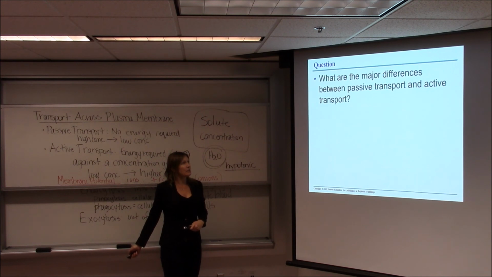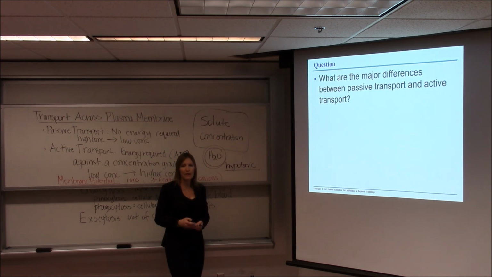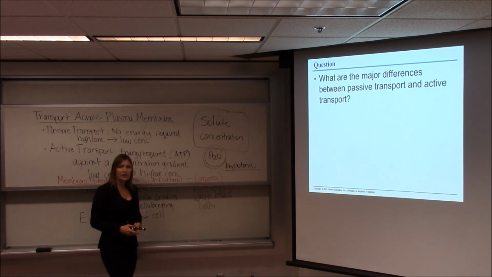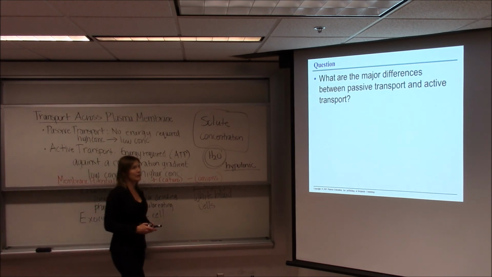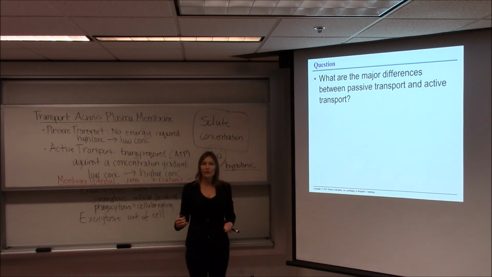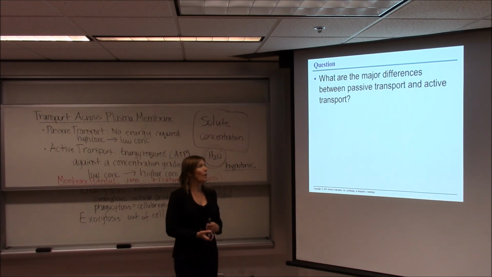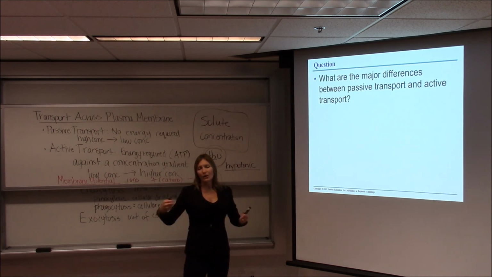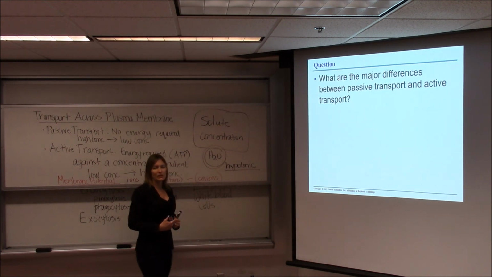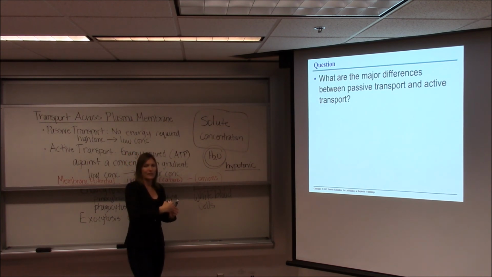What are the major differences between passive transport and active transport? You should really be thinking of two major differences. One involves energy, and one is concentration gradient. So remember, passive transport, no energy required. Active transport requires energy. And that's pretty easy to remember because it's kind of in the term. Why does passive transport not require energy? Because it's movement of molecules along a concentration gradient from high to low. Active transport, different situation. We're going from low to high. You're going to have to pump it. You're going to have to use energy to get those materials to move.